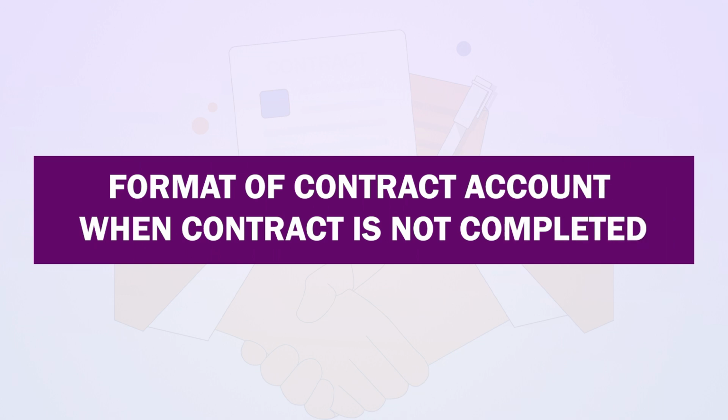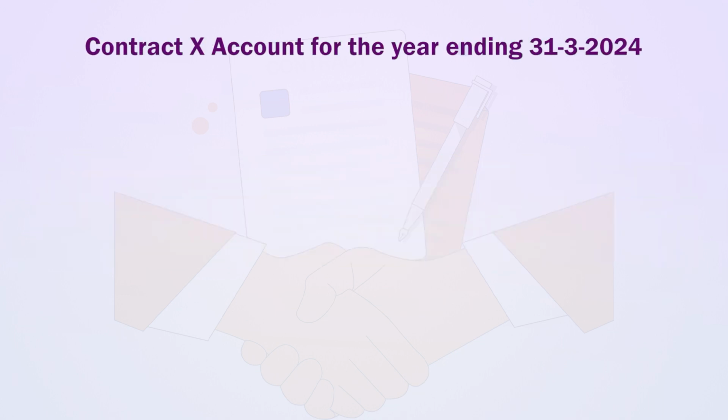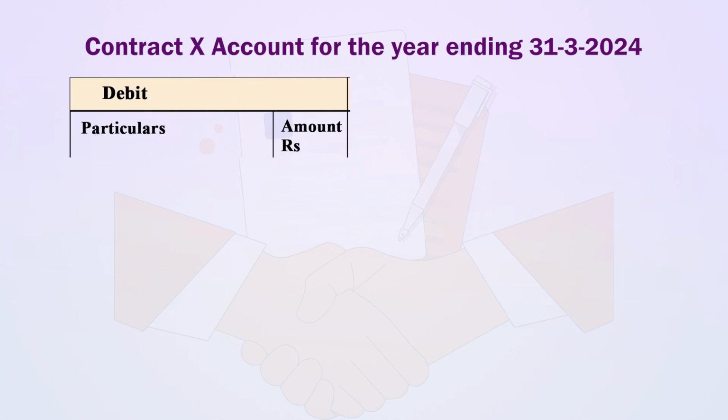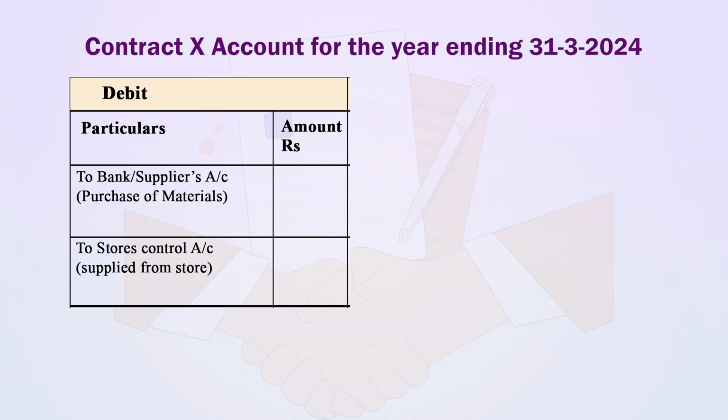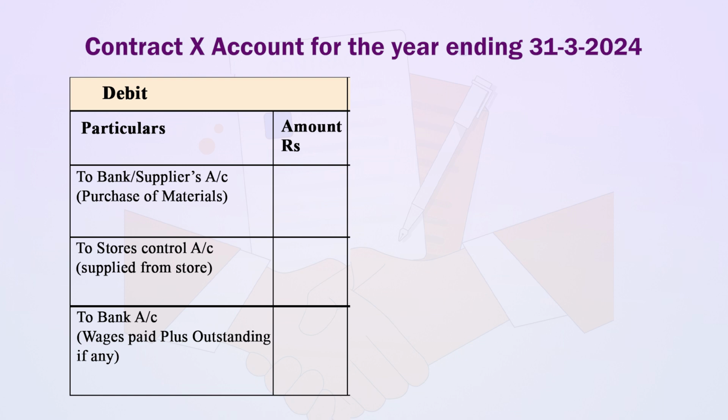Let us understand the format of contract account when contract is not completed. Contract X account for the year ending 31st March 2024. Let us understand first entries on debit side. On debit side, first entry is to bank or suppliers account, it is with purchase of materials amount. Second, to stores control account with the amount of stores supplied. Third, to bank account, it is for wages paid plus outstanding if any.